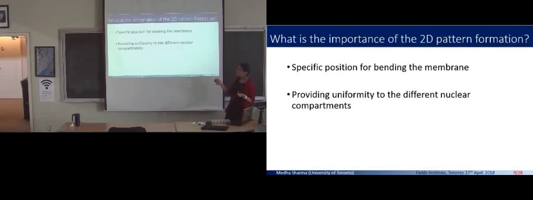So it is specifically important to define where the bending will take place, because this bending will basically define each individual compartment, and we want them all to be uniform, all the same, because they are going to be cells later on. So this is the whole idea of my project, to understand how this pattern formation takes place, and how this 2D pattern is formed, because this 2D pattern will later form the 3D pattern.